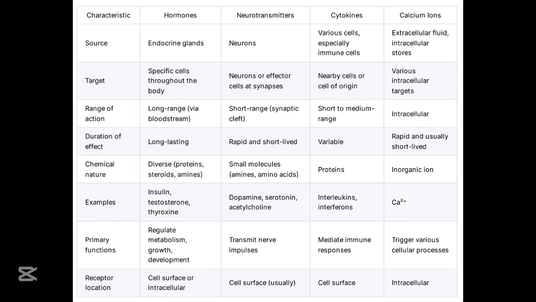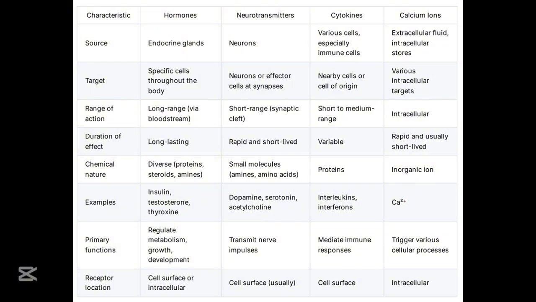So cytokines are like the immune system's coordinators. They're often acting locally to orchestrate responses to infections or inflammation. So think of them as the body's defense force mobilizing troops when needed. And calcium ions? Those are like internal messengers, so they relay signals within the cell. They can change concentrations really rapidly, making them perfect for fast on-off signaling events. Like muscle contractions or triggering the release of neurotransmitters. So we've got long-distance messengers, rapid-fire communicators, immune system coordinators, and internal messengers. It's a whole symphony of signals. It is, and each one plays a critical role in keeping everything in harmony.